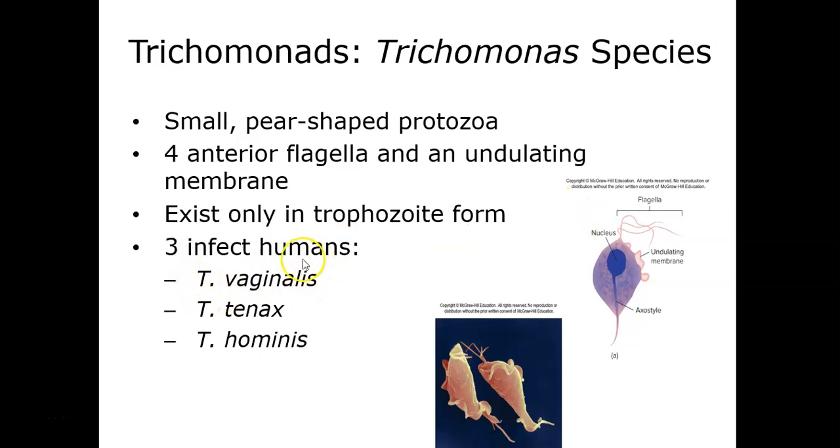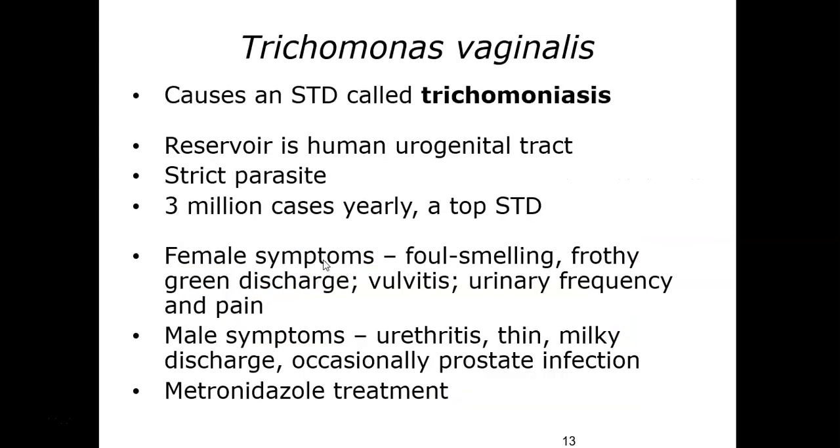The big form that we're going to focus on is this first one here, Trichomonas vaginalis. As we mentioned, Trichomonas vaginalis is an STI. It causes a disease known as Trichomoniasis, and it is a strict parasite. About 3 million cases in the U.S. every year. And in females, it produces a condition known as vaginitis, where you get this frothy, foul-smelling discharge that is produced from the vaginal tract. In males, it's usually an inflammation of the urethra known as urethritis, with a milky discharge that is produced. And metronidazole is the big target treatment for this protozoan.